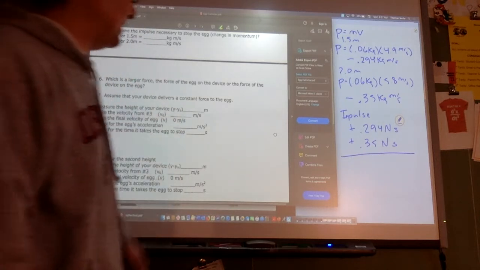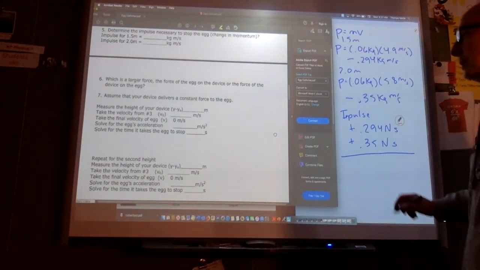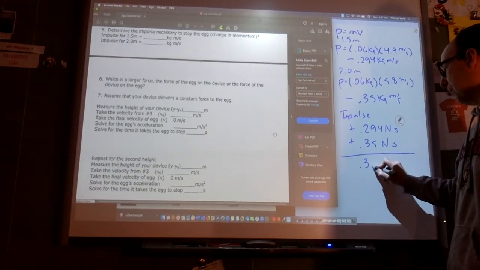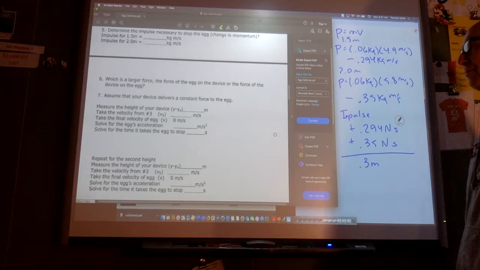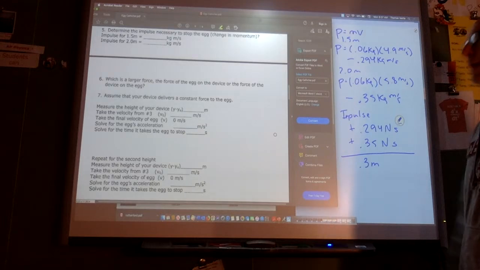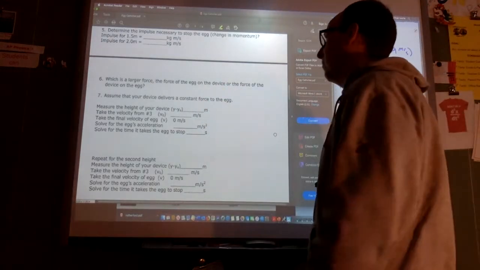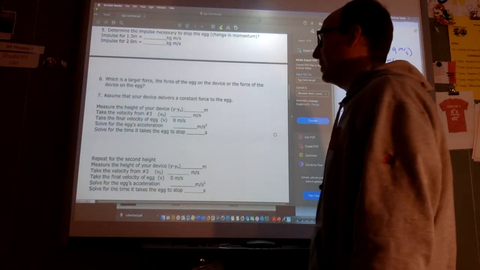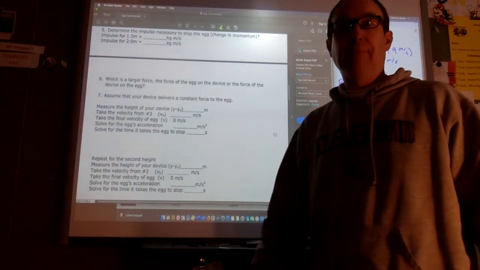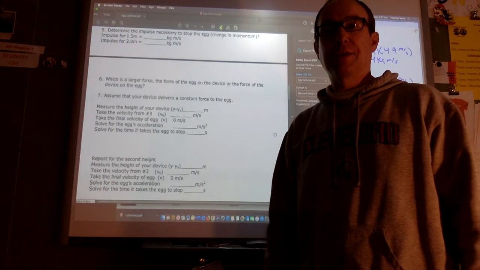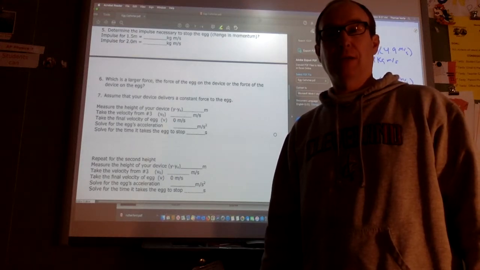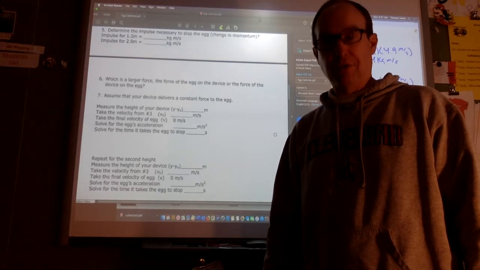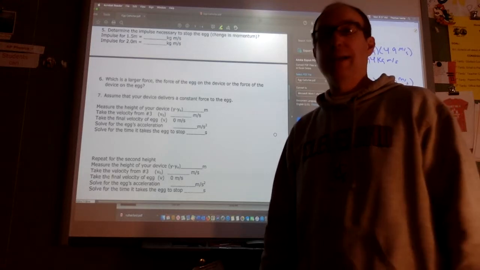All right, so I said the height of my device was 0.3 meters. I'm going to take my velocity from number 3. So, I got to answer these. Which is a larger force, the force on the egg or the force on the device? These would be the same, right? That is Newton's third law. So it would be an action-reaction pair. The egg will hit your device just as much as your device would hit the egg.